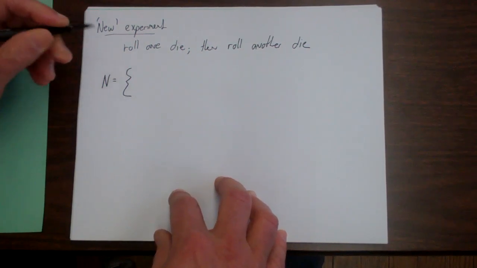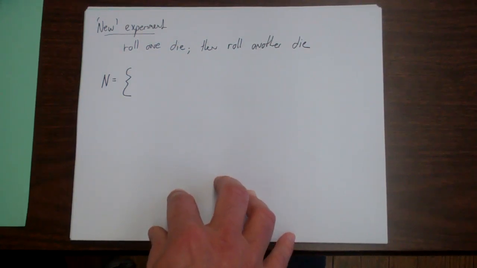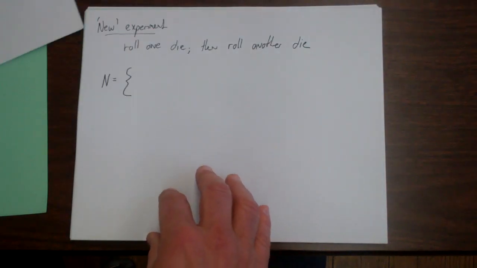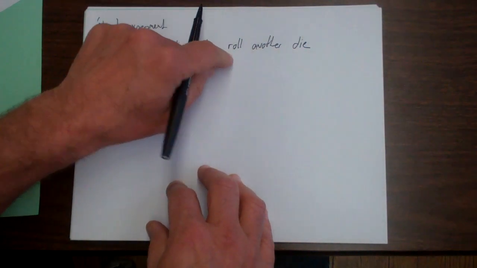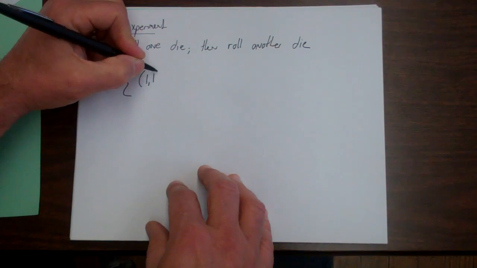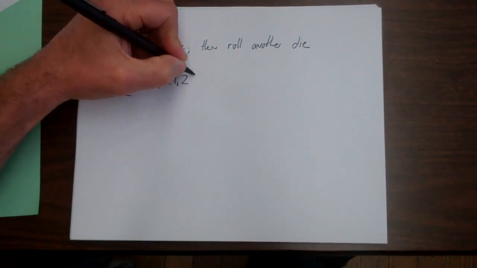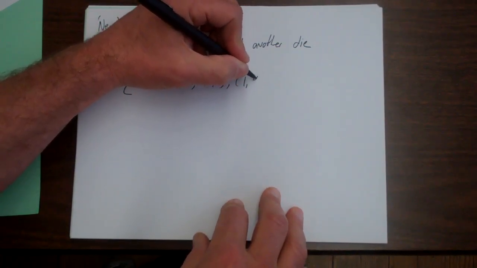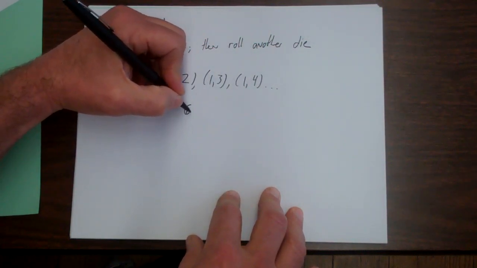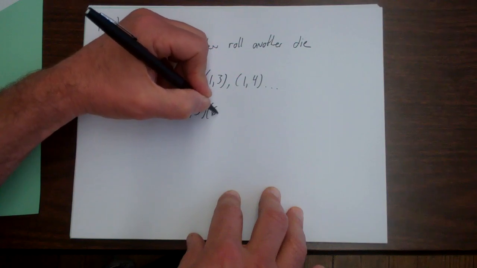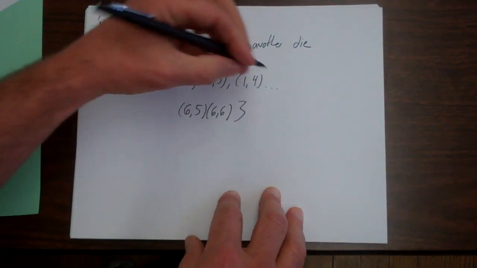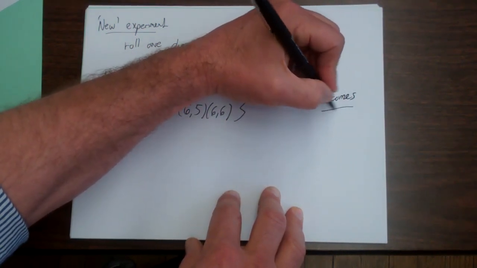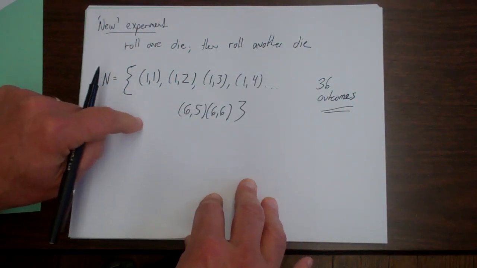Let's do the sample space. The sample space is all the different possible outcomes. Before, when we rolled 2 dice and added up, the outcomes were 2, 3, 4, 5, 6, 7, 8, 9, 10, 11, 12. But here, since we're rolling 1 die, writing down the answer, and rolling another die, our results are going to be a 1 and then a 1, a 1 and then a 2, a 1 and then a 3, a 1 and then a 4, all the way to a 6 and then a 5, a 6 and then a 6. I didn't list them all out, but if you do, there are 36 possible outcomes. The key is that this new experiment is ELO.